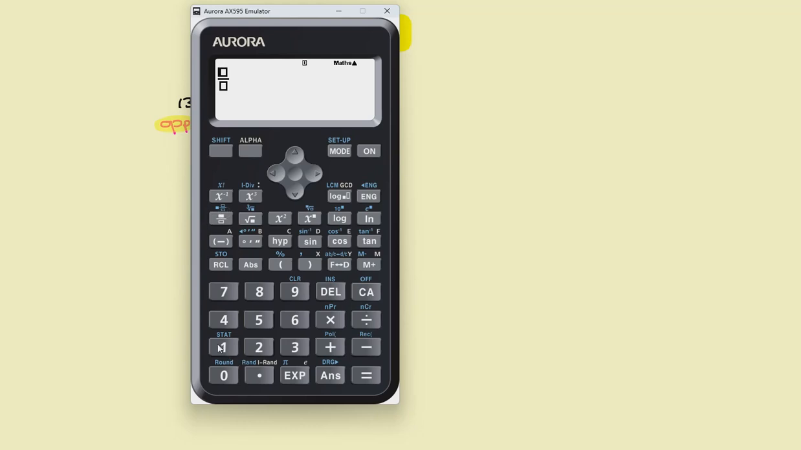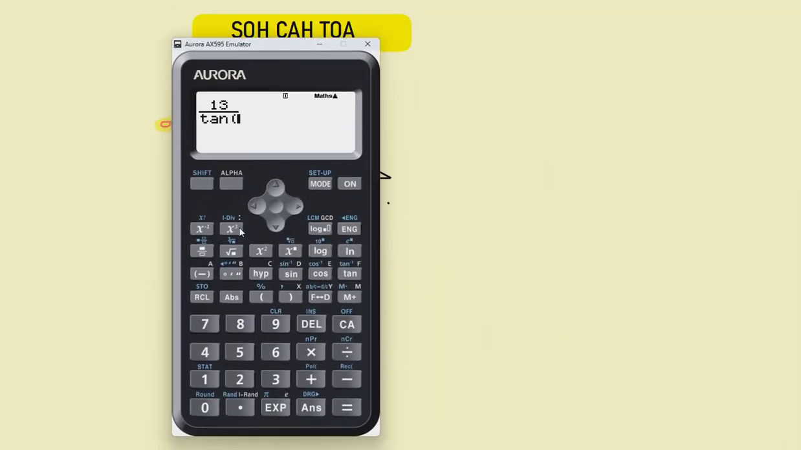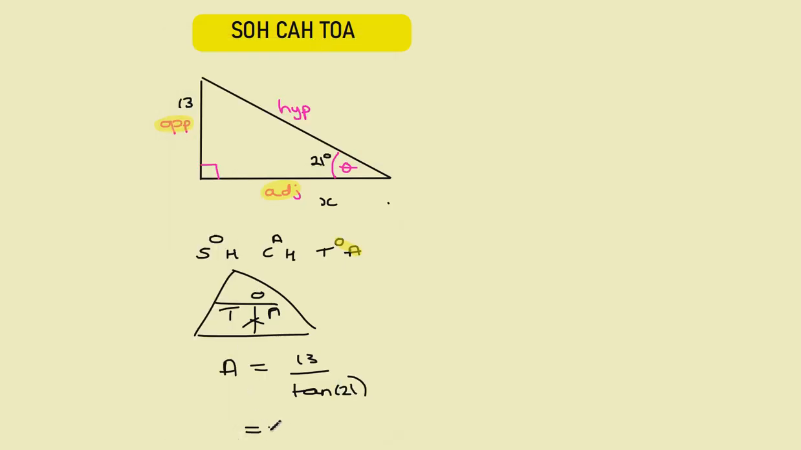So 13 divided by tan 21. There we go. 33.87, 33.87 to 2 decimal places.